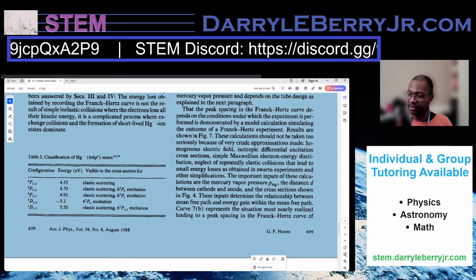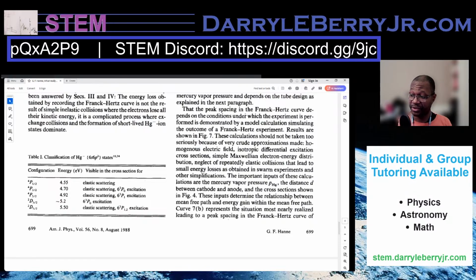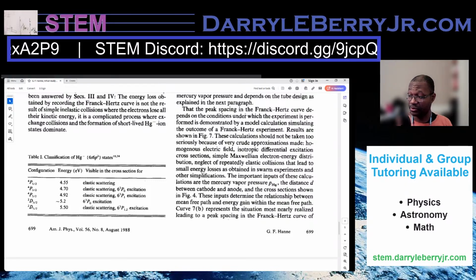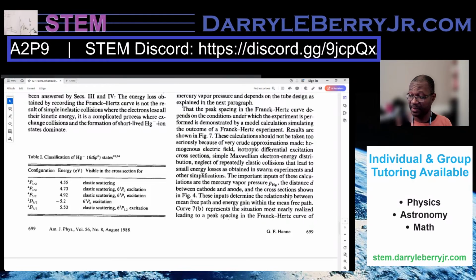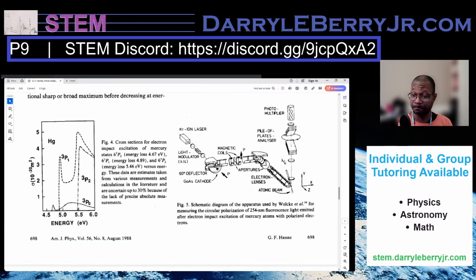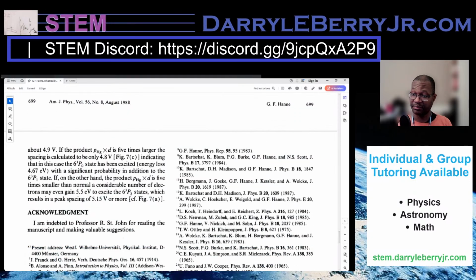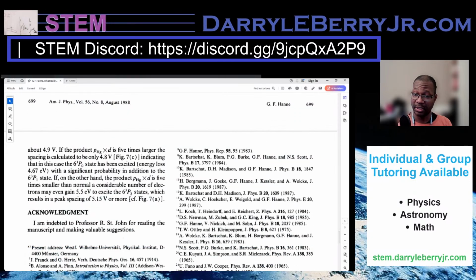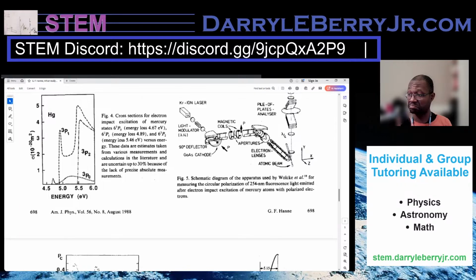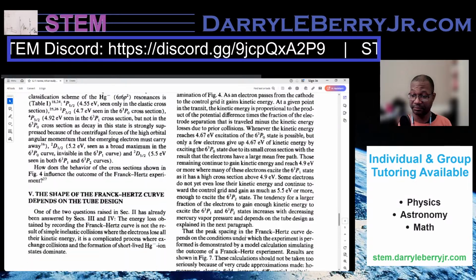These inputs determine the relationship between the mean free path and the energy gain within the mean free path. Curve 7b represents the situation most nearly realized, leading to a peak spacing in the Franck-Hertz curve of about 4.9 volts. Makes sense. If the product pressure times cross-section times D is 5 times larger, the spacing is calculated to be only 4.8 volts, 7c. All right, starting to make sense.